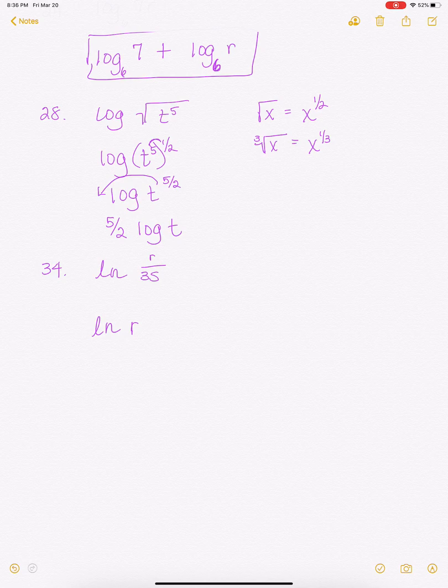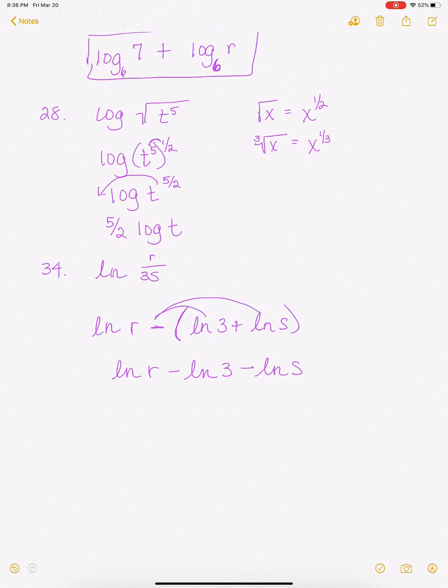Now you have two options here. I'm going to subtract, but I've got two factors in the bottom. So I'm going to write a parenthesis here so you can see what I'm doing. So now I've got the natural log of 3 plus the natural log of s, because I have to split those two factors up. Now, if I wanted to write this without parentheses, I would write the natural log of r minus the natural log of 3 minus the natural log of s. Basically, all I'm doing here is distributing that negative since I was dividing both of those factors.